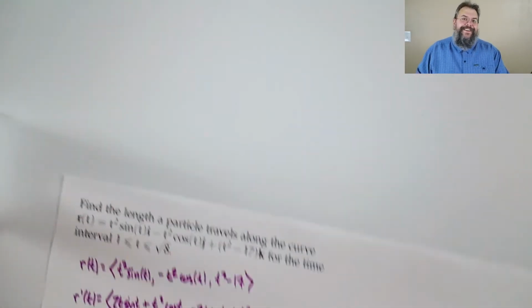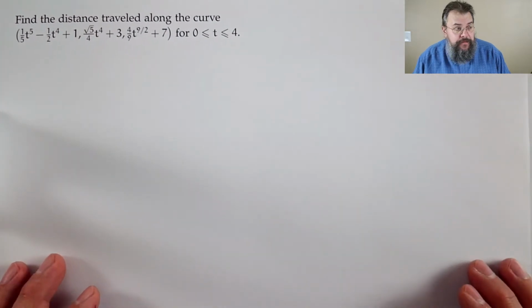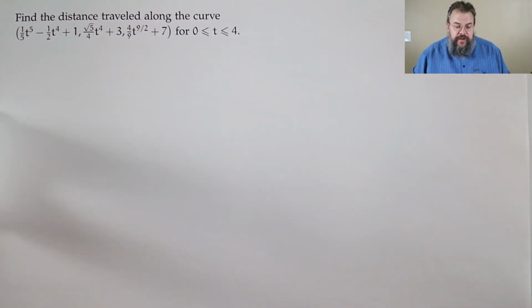Good stuff. Good times. And to keep the good times going, let's do another problem. Find the distance traveled along the curve, 1/5 t to the 5th minus 1/2 t to the 4th plus 1, square root of 5/4 t to the 4th plus 3, 4/9 t to the 9/2 plus 7, where time goes from 0 to 4. All right, well, how bad could it be? I don't know. We haven't done it yet. We'll find out, right?